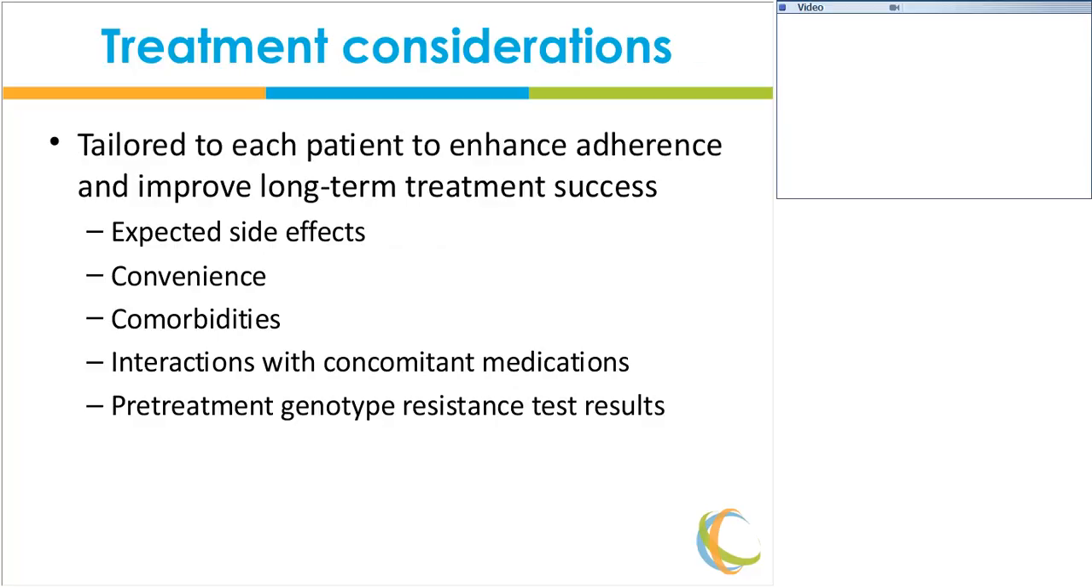A regimen should be tailored to each patient to enhance adherence and to improve long-term treatment success. Individual regimen choice is based on such considerations as expected side effects, convenience, comorbidities, interactions with concomitant medications, and the results of the pre-treatment drug resistance test.